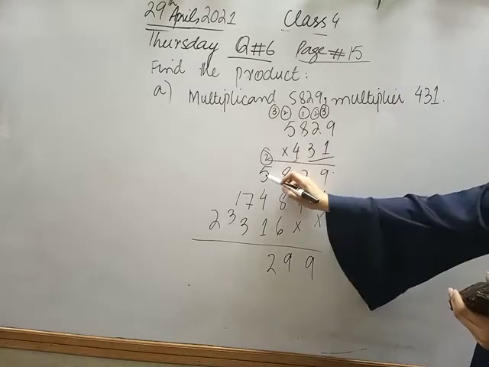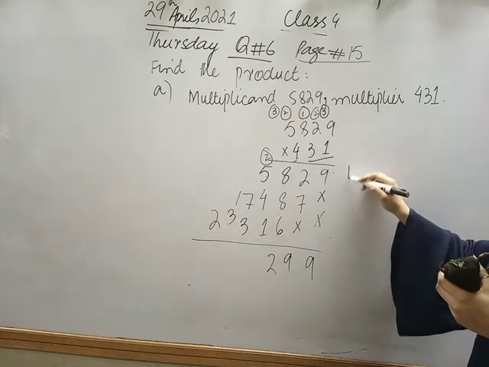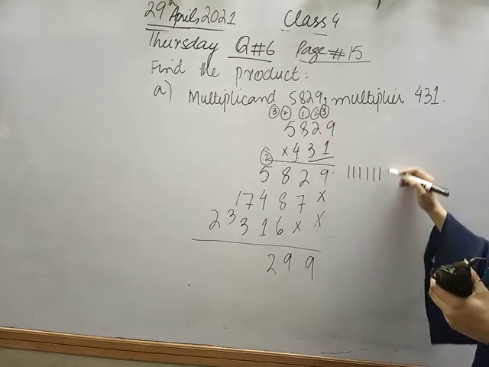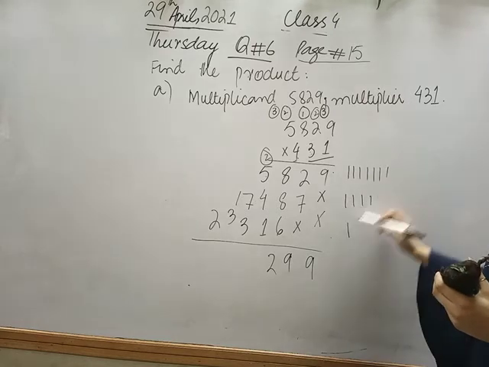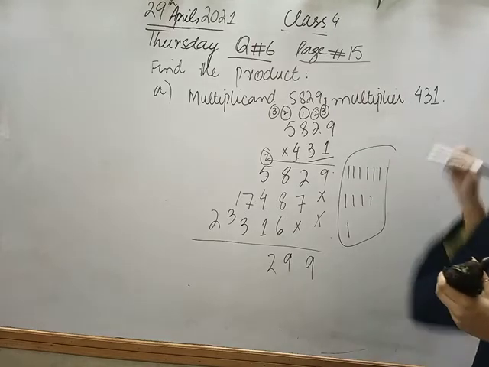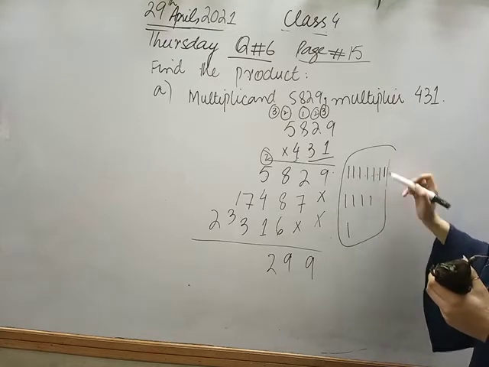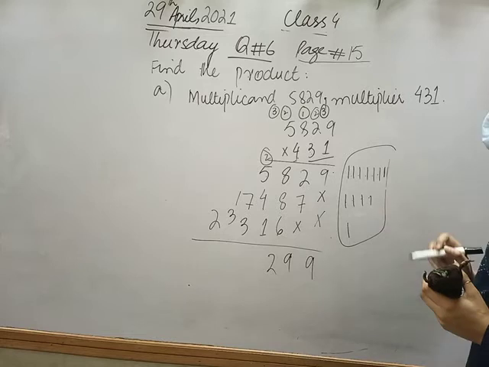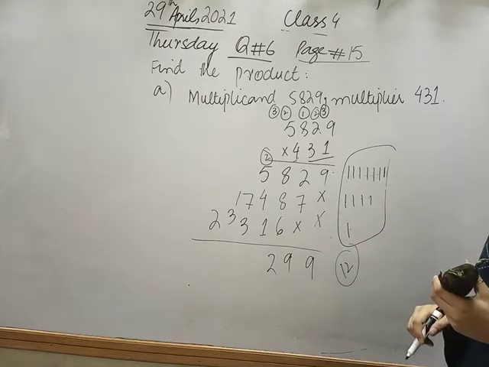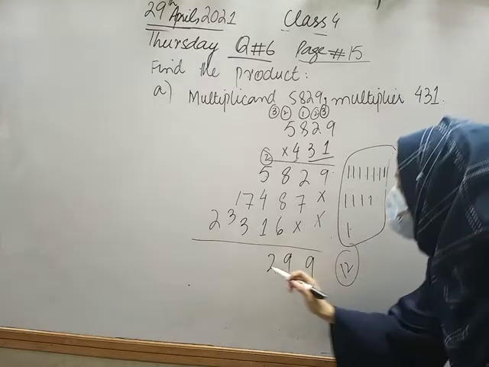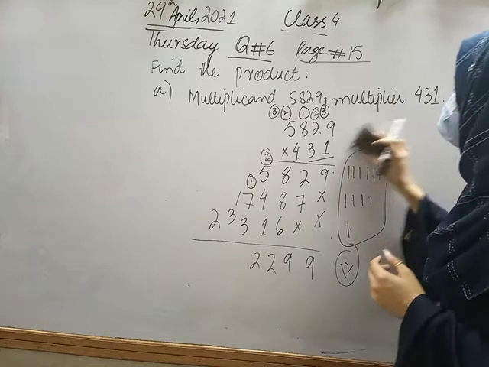Now 5 plus 2, which is 7, for upper: 1 2 3 4 5 6 7. 4 for middle and 1 for lower. So in total we have 1 2 3 4 5 6 7 8 9 10 11 12. 12 is a two digit number. I will write 2 here and 1 as a carry. Fine.